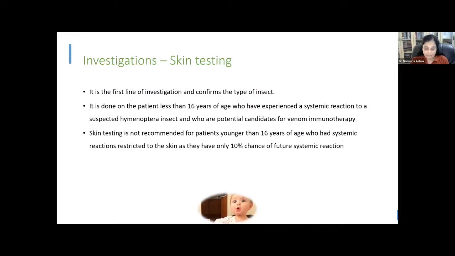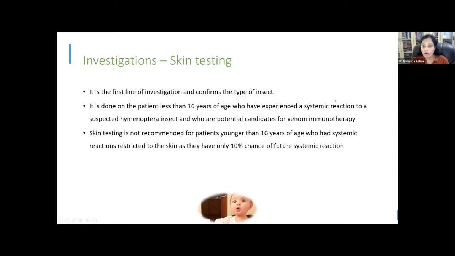Do we have any specific investigation? Yes, skin testing is the first line of investigation, and it is the gold standard to confirm the type. We do identify the insect. We will test for all the insects because, as you know, there is minimal cross reactivity across species, and mostly the venoms are the Apidae, Vespidae, and the Formicidae. It is done on patients more than 16 years of age who have experienced a systemic reaction. Skin testing is not recommended for patients younger than 16 years of age.